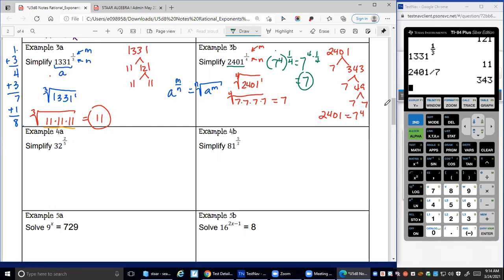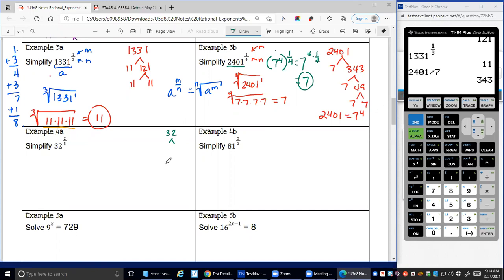All right, let's persevere. Let's keep going, okay? Let's take a look at example 4A. So here we want to simplify, yes? All right, so I'm going to start off with my tree. What's a good number to divide by?